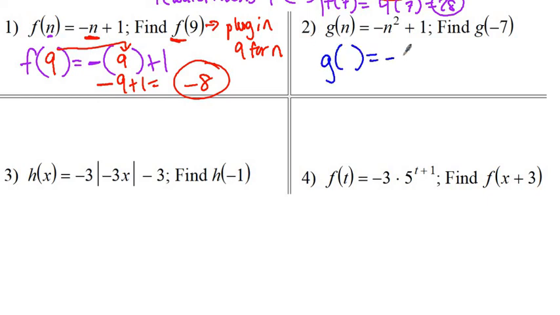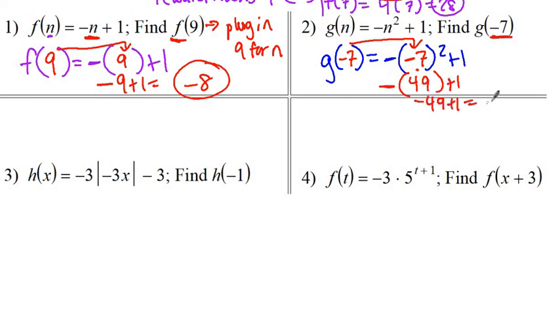G of n is this function right here, and once again I'm leaving a big space where there used to be an n, and in that big space this is telling me g of negative 7. So wherever there used to be an n, plug in negative 7. Now we have to follow the order of operations. So parentheses and exponents come first. So negative 7 squared will be 49, and we still have that negative outside. Then negative times 49 is negative 49, plus the 1 would be negative 48, and that's our answer right there. We just evaluated g of negative 7.